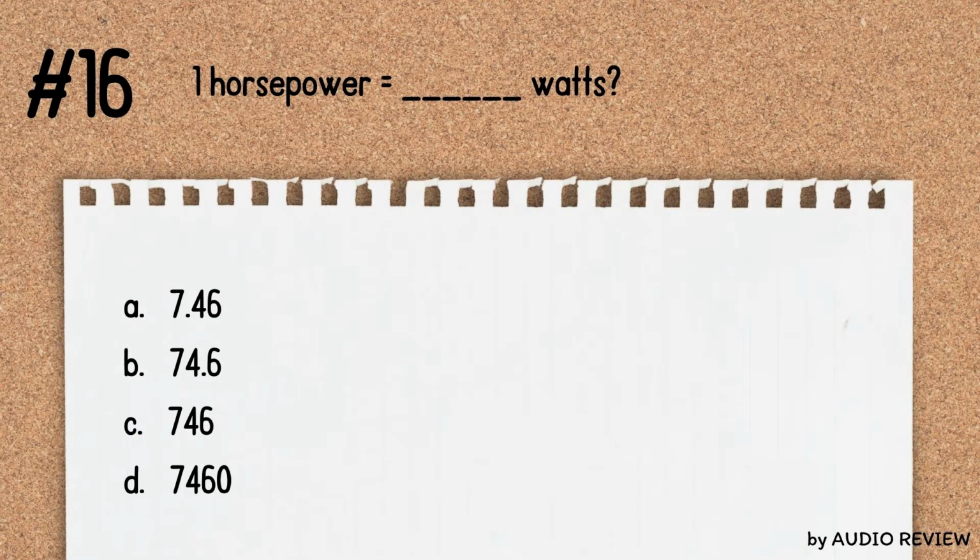Question number 16. How many watts are there in 1 horsepower? A. 7.46. B. 74.6. C. 746. D.